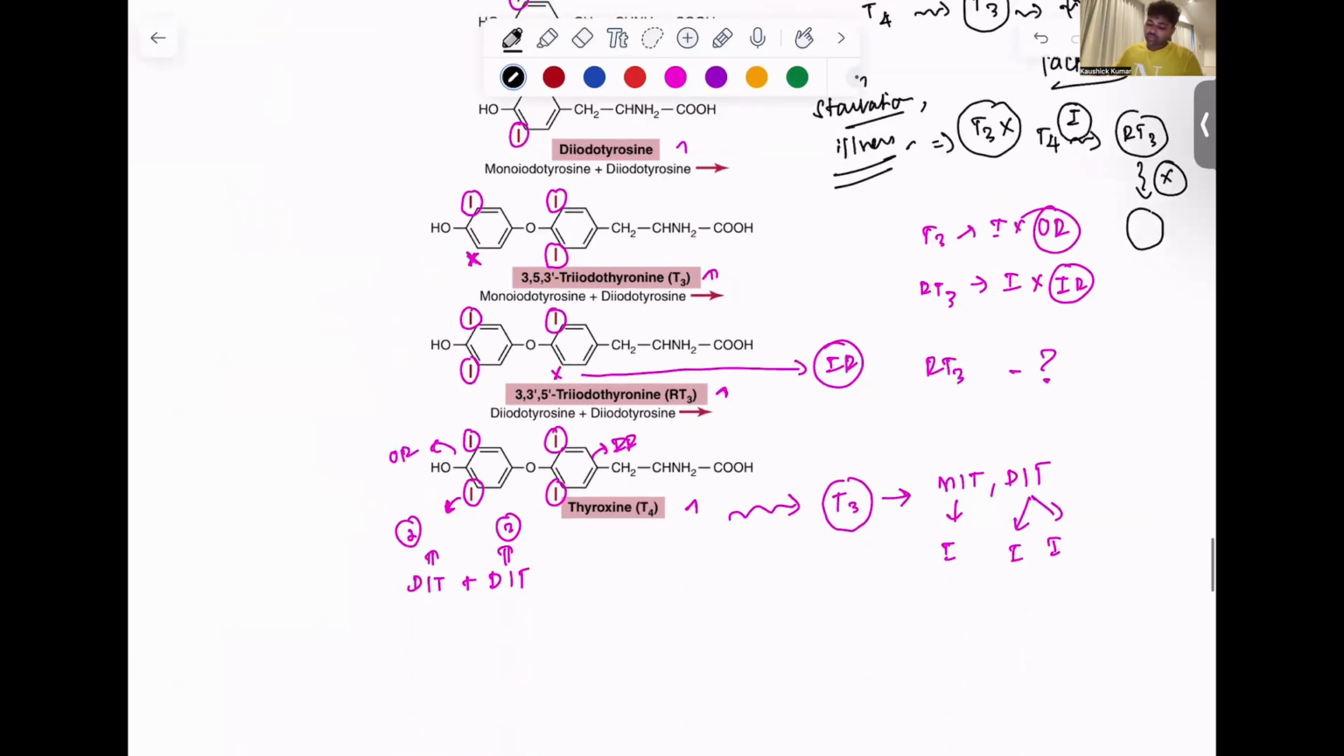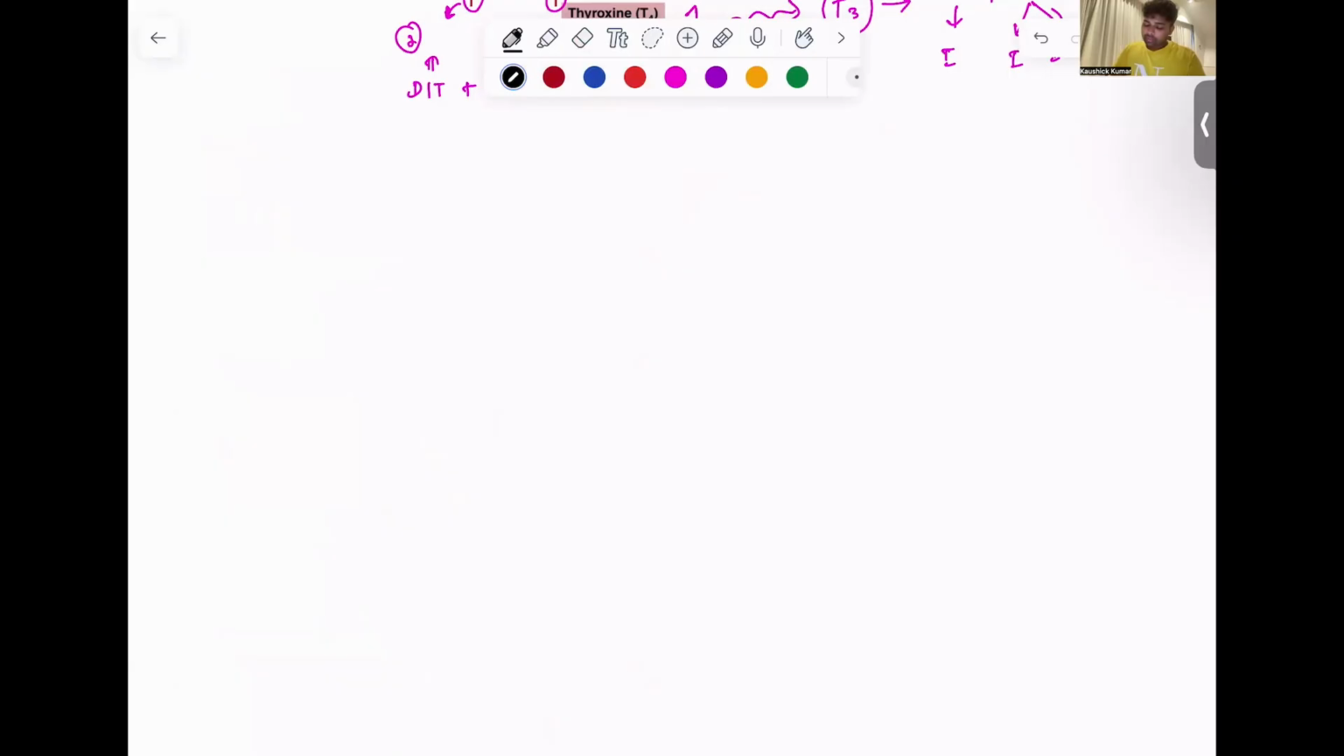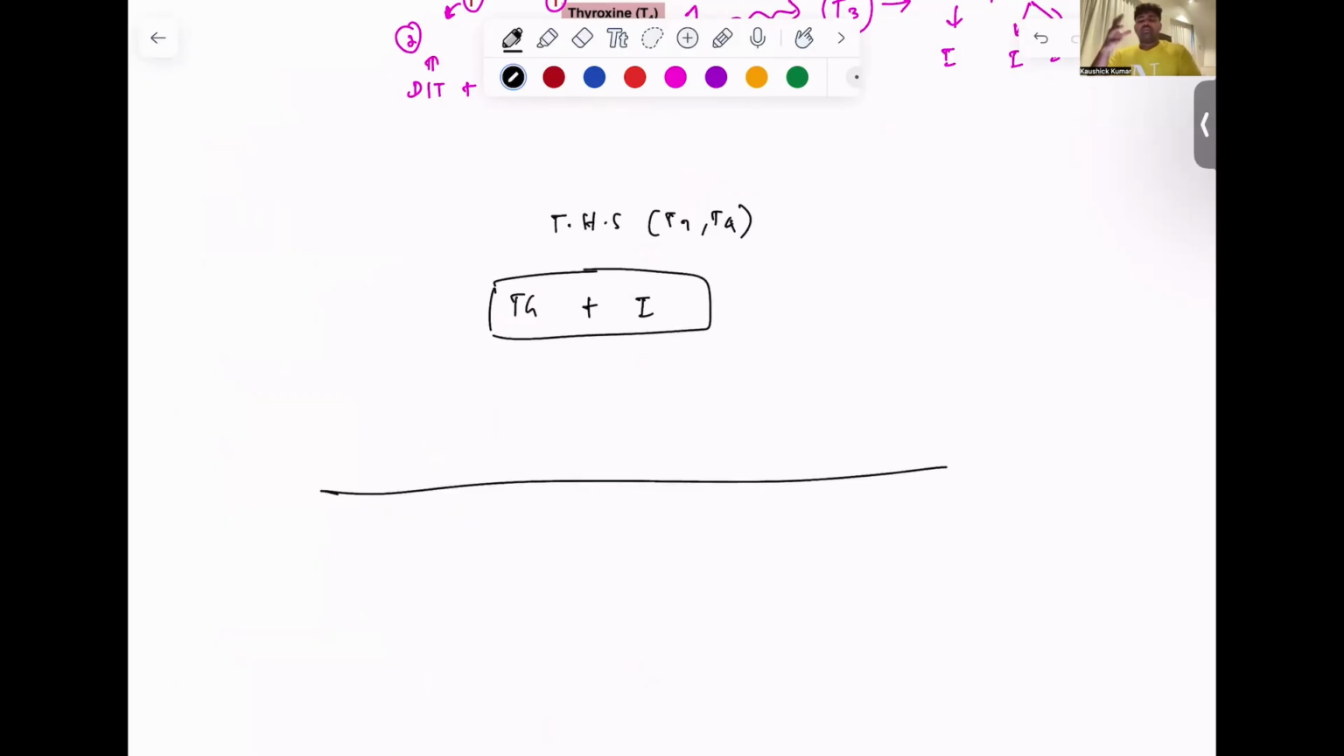In a nutshell, for thyroid hormone synthesis, T3 and T4, you need thyroglobulin and iodine. And that is all you need to know about thyroid hormone synthesis. Thanks.